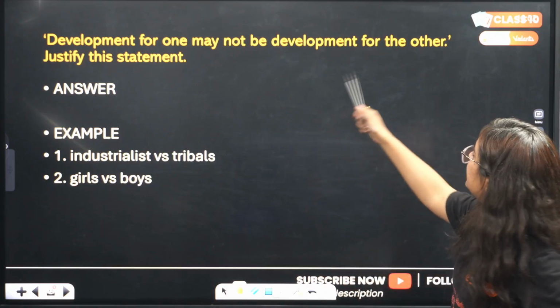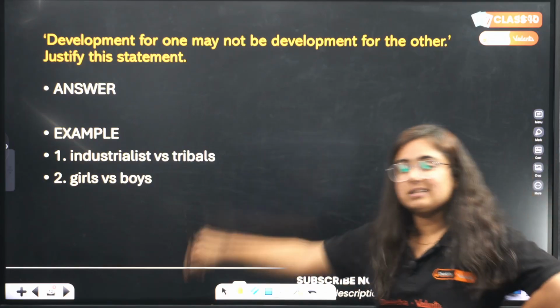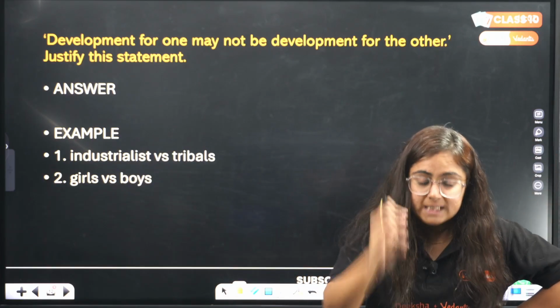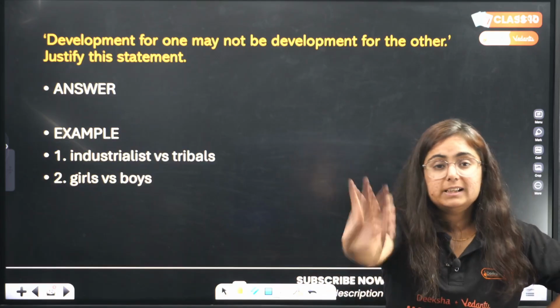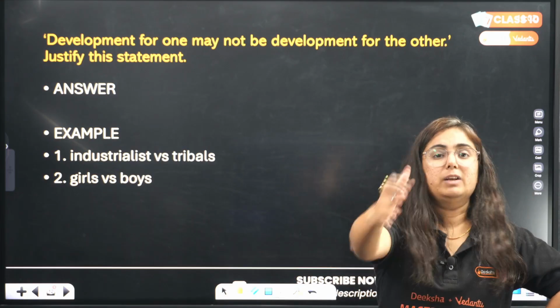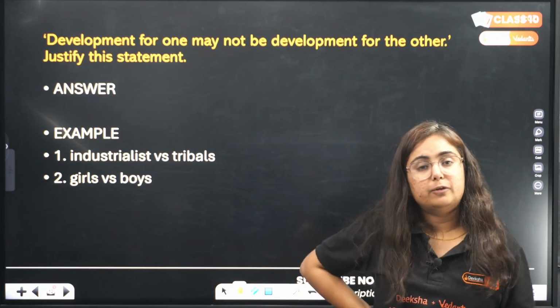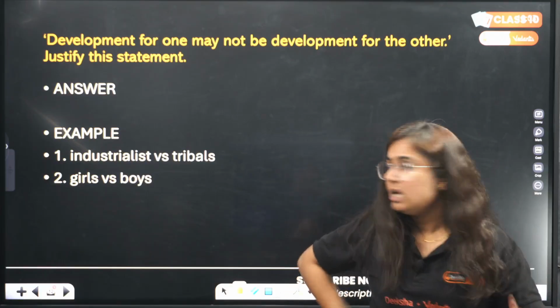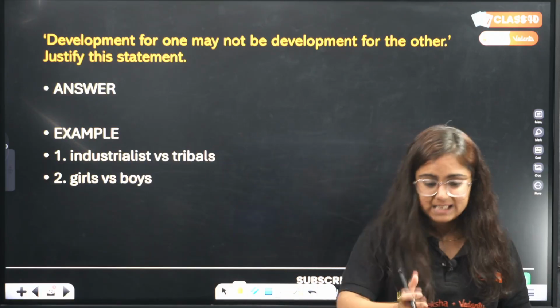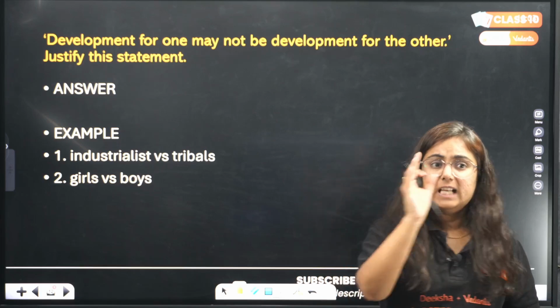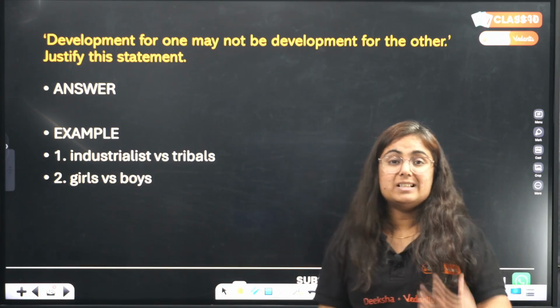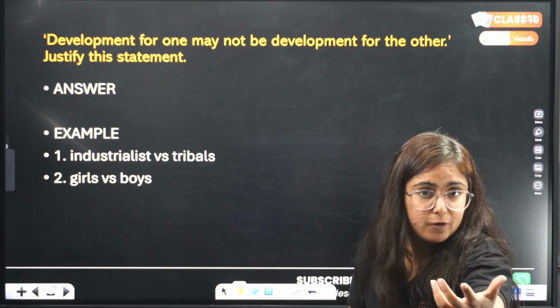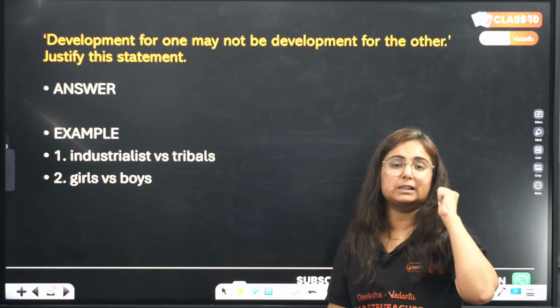Development for one may not be development for another. Justify the statement. This is the same question from where we started, however, in a different manner. Here they are asking you to tell how development is different for another one. What we are going to do is use an example. Yes, I agree that what is development for one may not be development for another, because it can sometimes be constructive for one and destructive for another person.